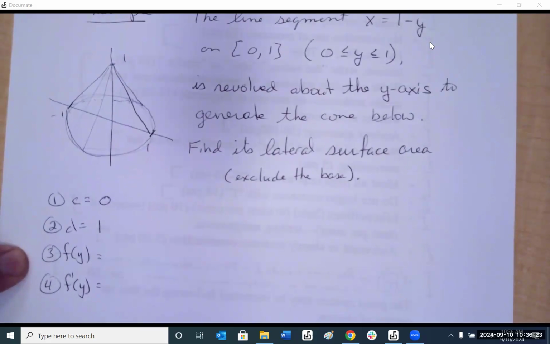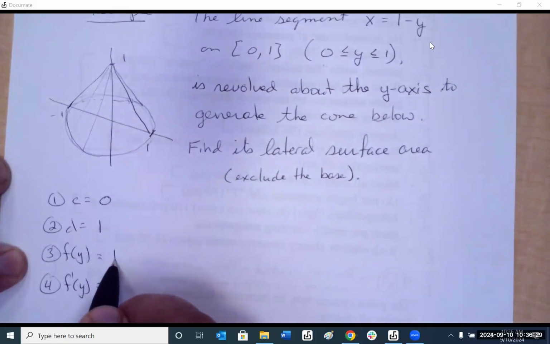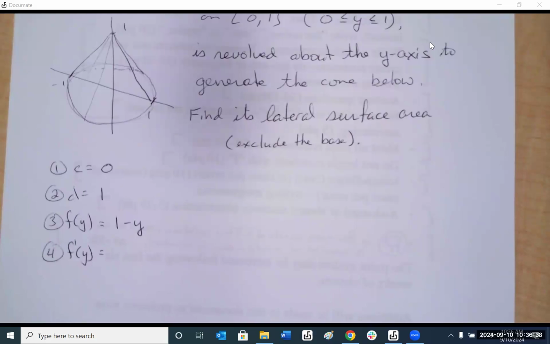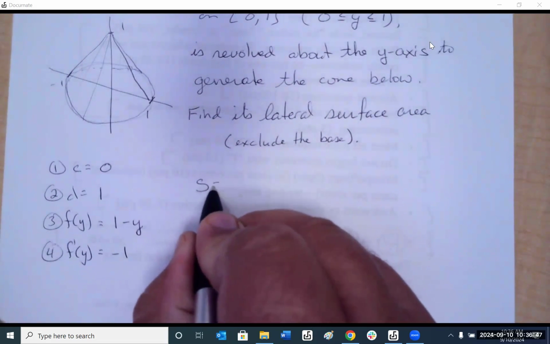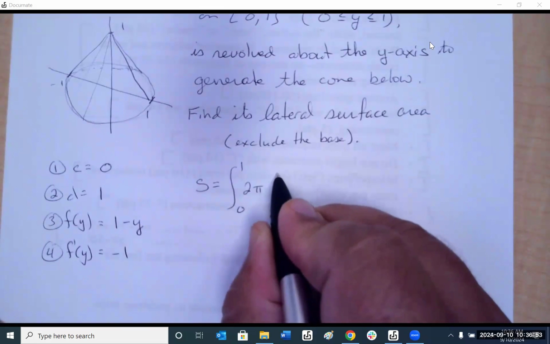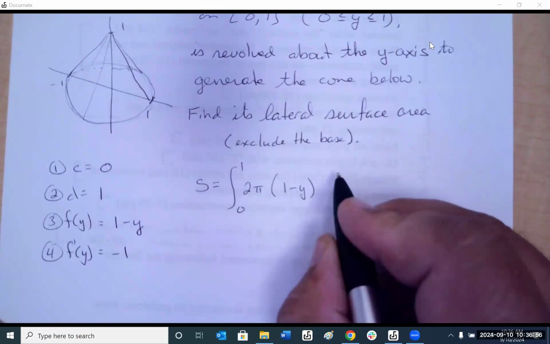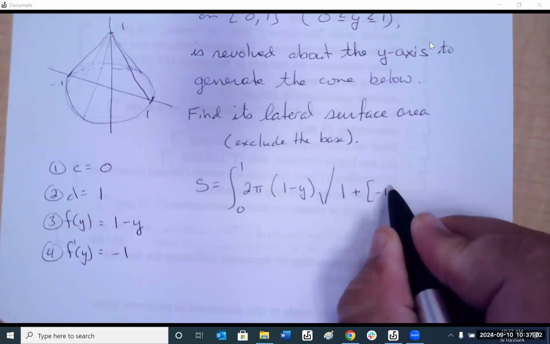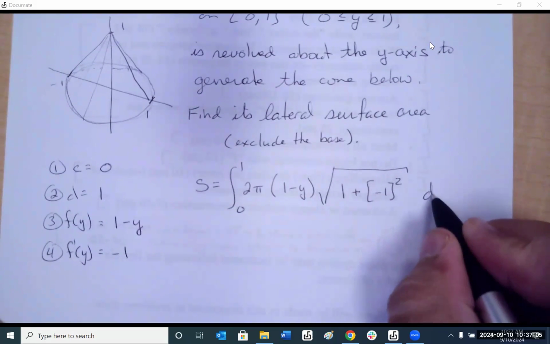F of y is 1 minus y. It's our function. So the derivative of 1 minus y is minus 1. So now we have everything we need for our formula. Integral from 0 to 1 of 2 pi, 1 minus y, square root of 1 plus -1 squared dy.